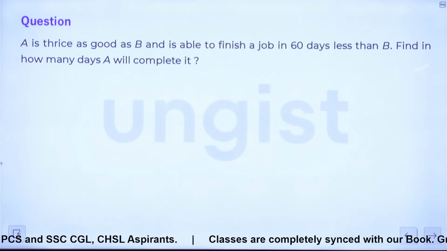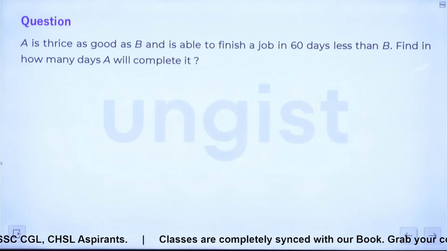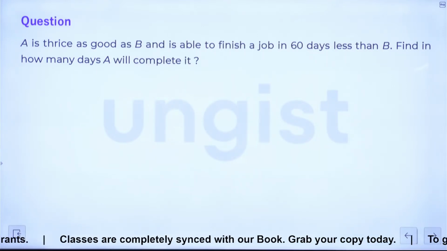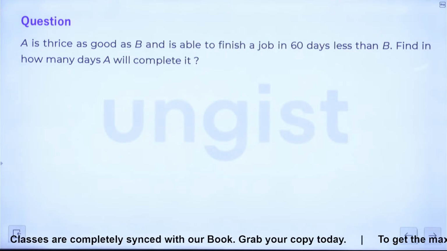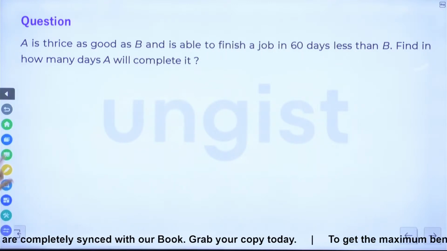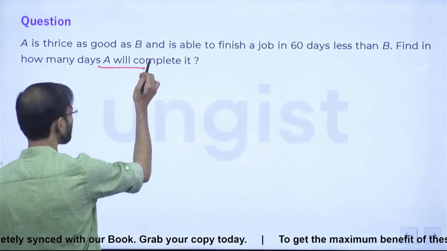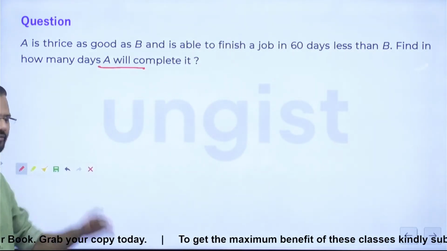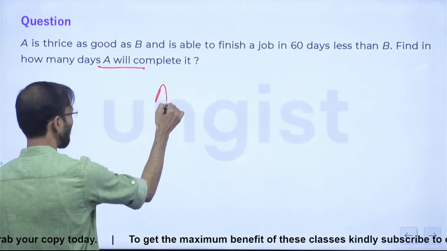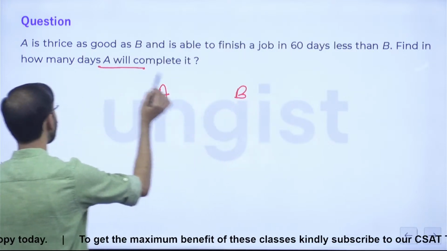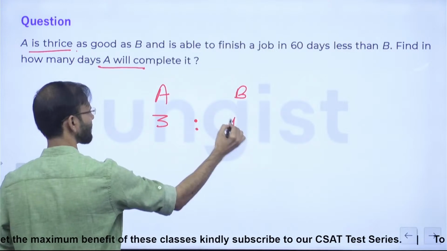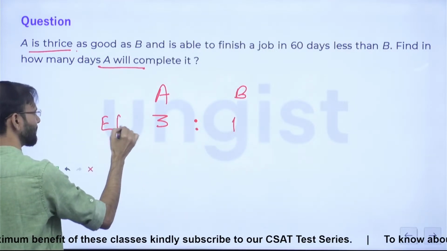A is thrice as good as B and is able to finish a job 60 days less than B. Find in how many days A will complete it. Right? Guys, when they are saying A will complete it, then obviously they are asking working alone. Right? It is hidden. Fine. So A and B, what is the data? A is thrice. Right? So this is the ratio of the efficiency.